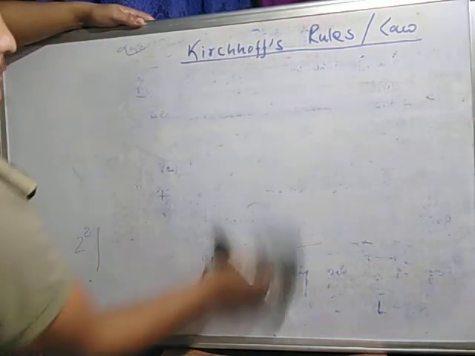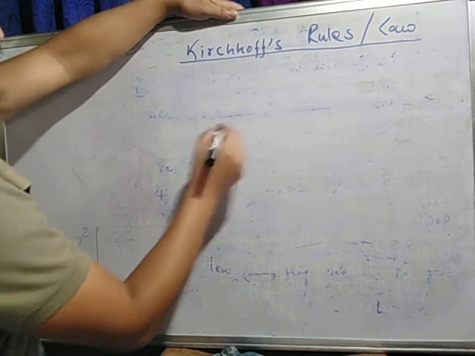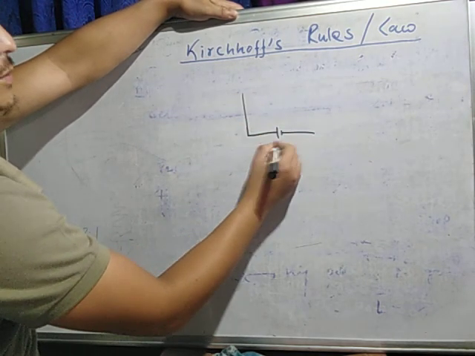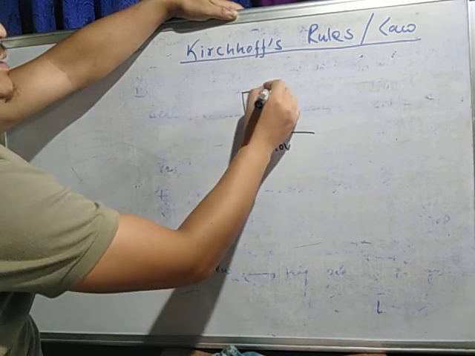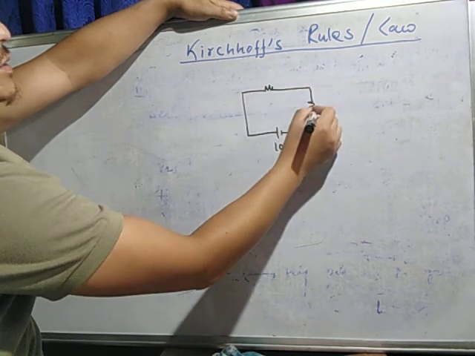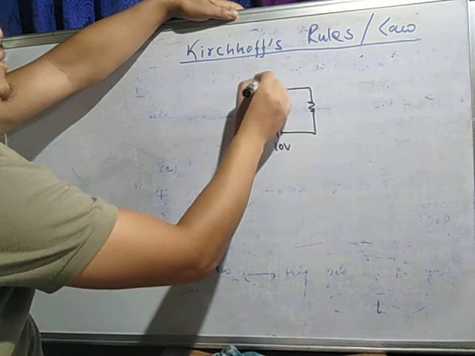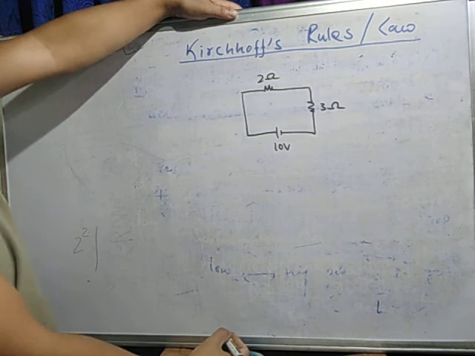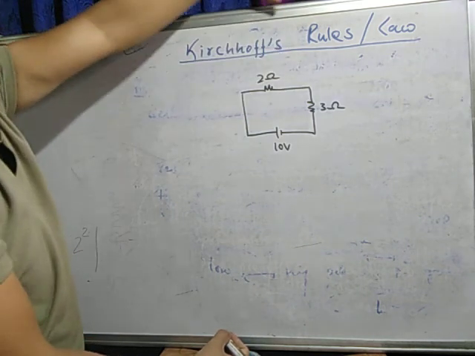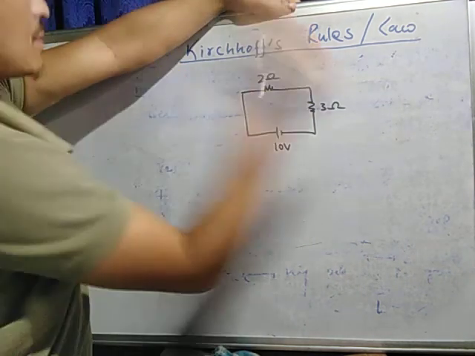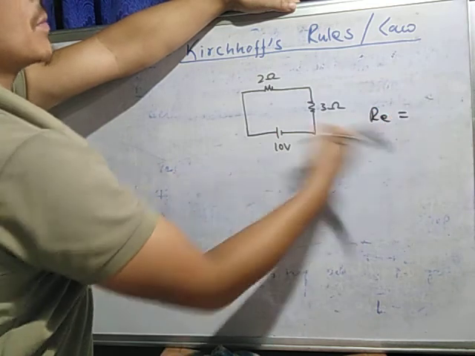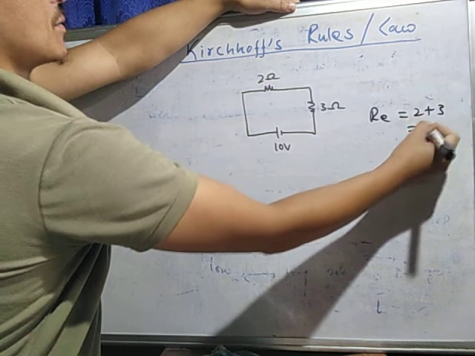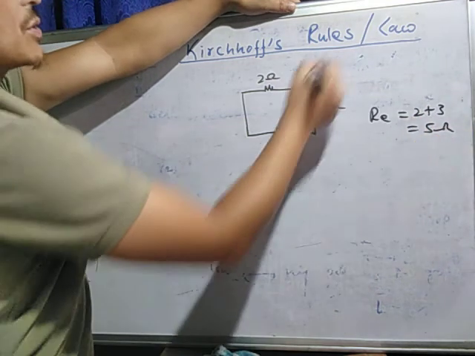So you know that, see, let's say this is a cell, how much? 10 volt. Clear? And this is a resistor, and this is also a resistor, 2 ohm and this is your 3 ohm. Clear? From class 10 you can solve this, isn't it? So you have to find R equivalent. Series, isn't it? So 2 plus 3 how much? 5 ohm.